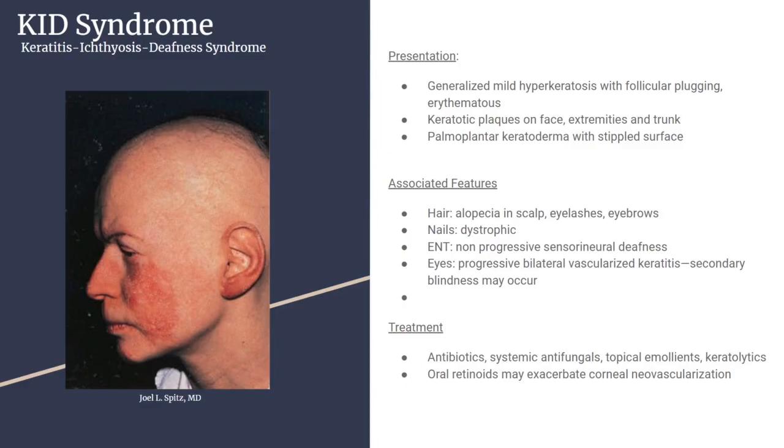You also have the keratitis, so I'll skip to the eyes section of the associated features. You'll have progressive bilateral vascularized keratitis, and this can eventually lead to blindness if not ideally or astutely managed. And then deafness, you can have non-progressive sensorineural deafness. Now, given the degree of ichthyosis, you can also have dystrophic nails and hair alopecia as well. But the key thing is also recognizing the ENT and the eye findings.